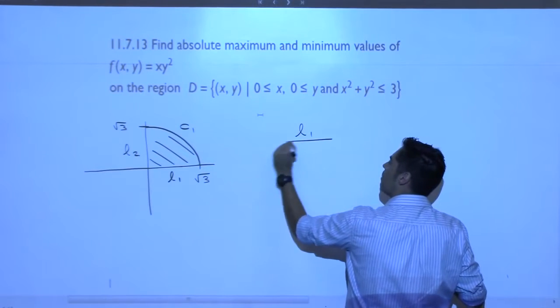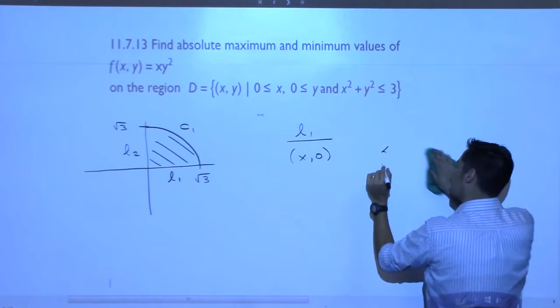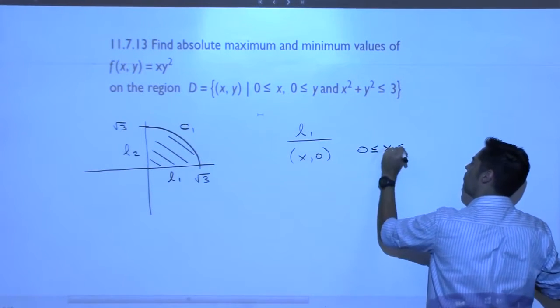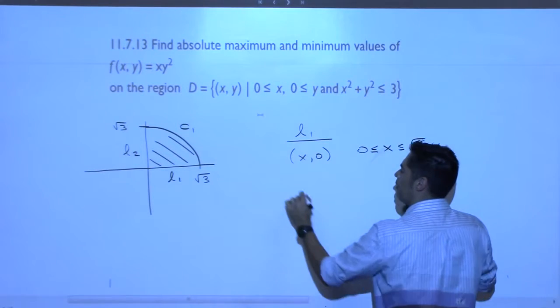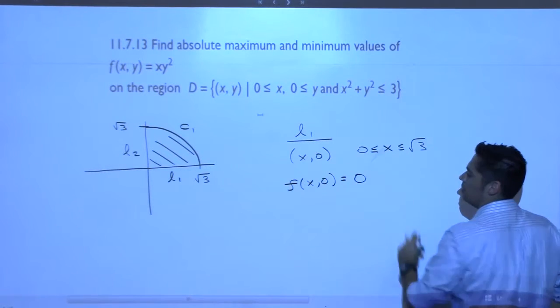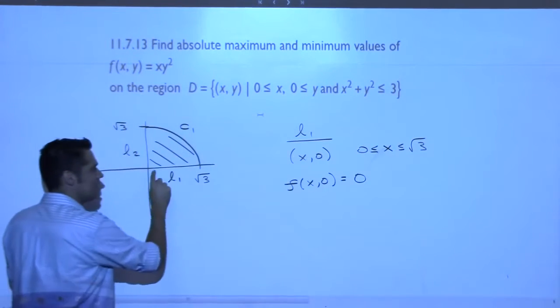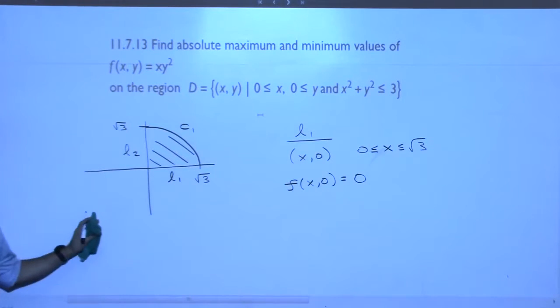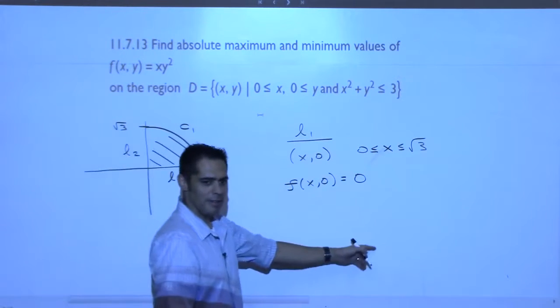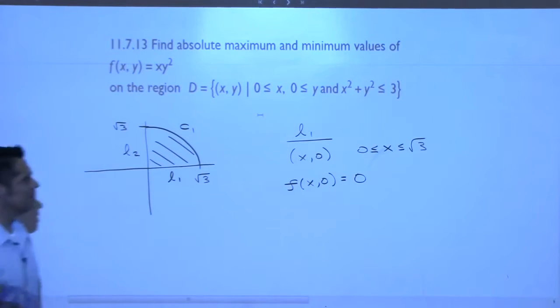On L1, tell me what the points look like. x, 0. What's my restriction on x? 0 to root 3. Okay, plug x, 0 into the function. 0. Which means I can stop. It means that if you plug any point in along this edge, the function spits out 0. Right? That's what that means. I don't need to keep on doing any work, right? Take the derivative of 0. Go ahead. I mean, there's no need to do this. We're done. That was nice.